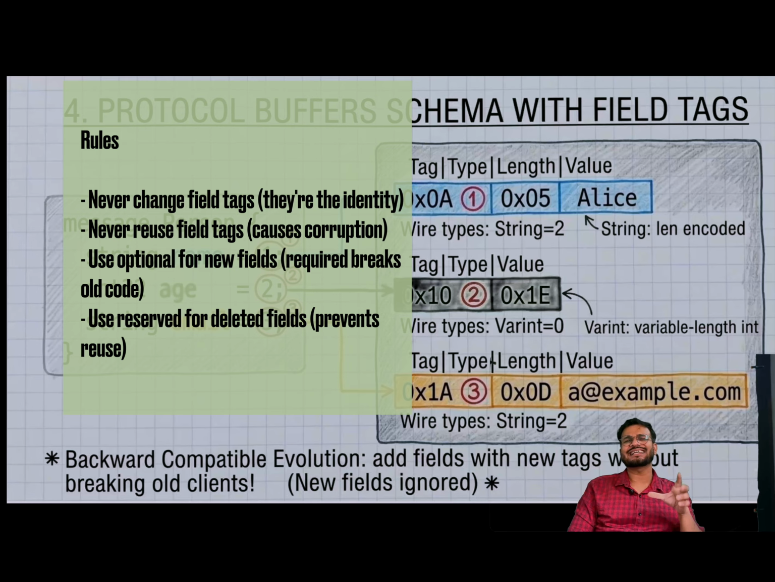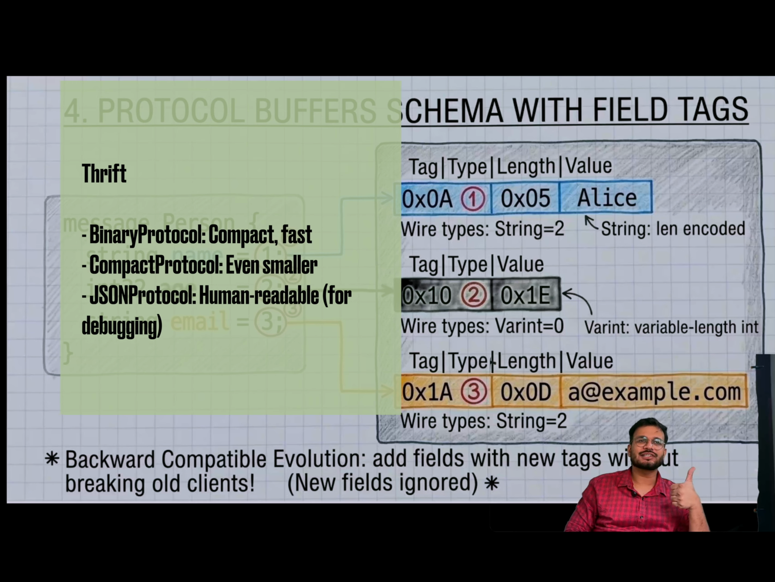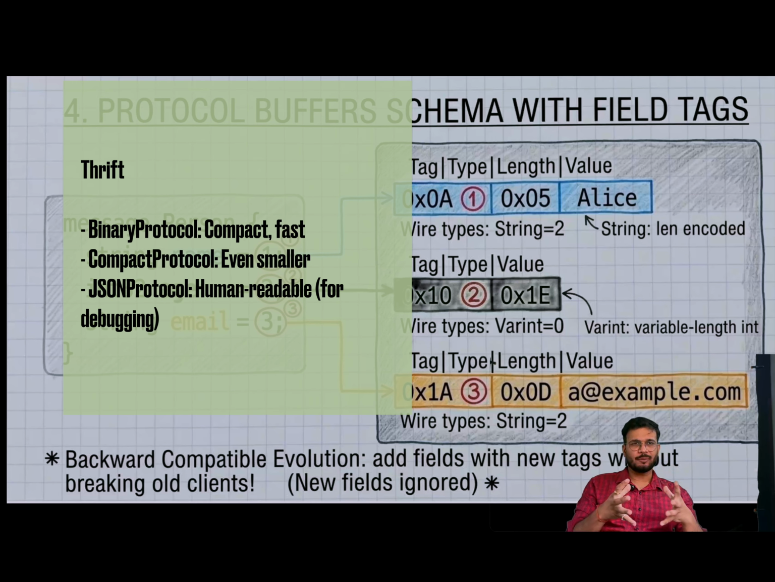Thrift is similar but has 3 encoding formats. First is the binary protocol. It is compact and fast. Another is the compact protocol in Thrift, which is even smaller and much more compact. And then the third is the JSON protocol, which is human readable for debugging. So Thrift has provided all three variants, which we can use in public APIs, internal APIs, and everywhere.